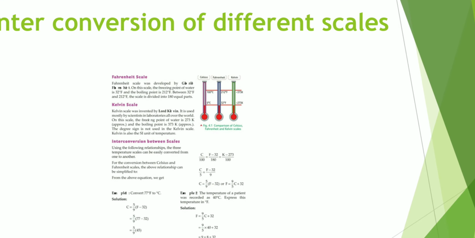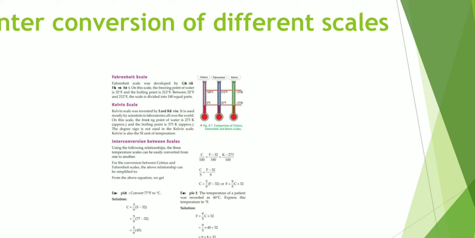Now, as you can see from the figure, Celsius scale. See children, here the boiling point of water is 100 degree C and freezing is 0 degree. And in Fahrenheit, the boiling point is 212 degree Fahrenheit and freezing is 32 degree Fahrenheit. While in Kelvin scale, we have boiling point of water 373 K and freezing point is 273 K. We don't use degree in Kelvin scale.